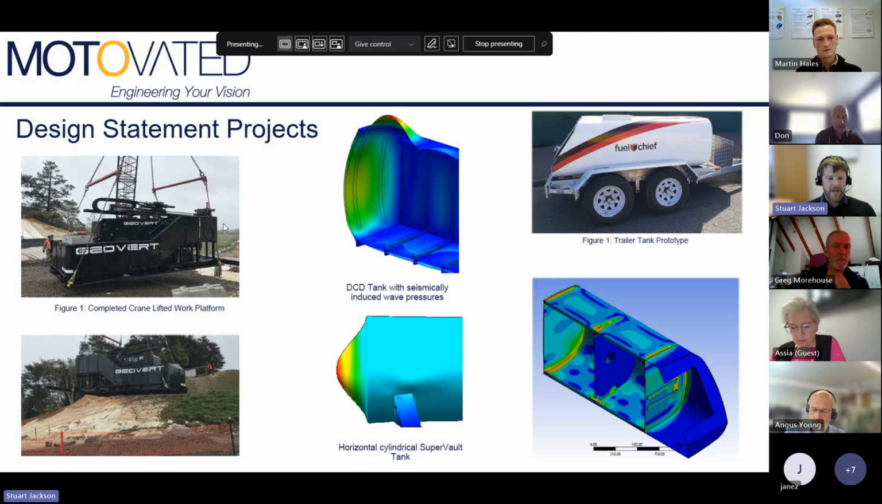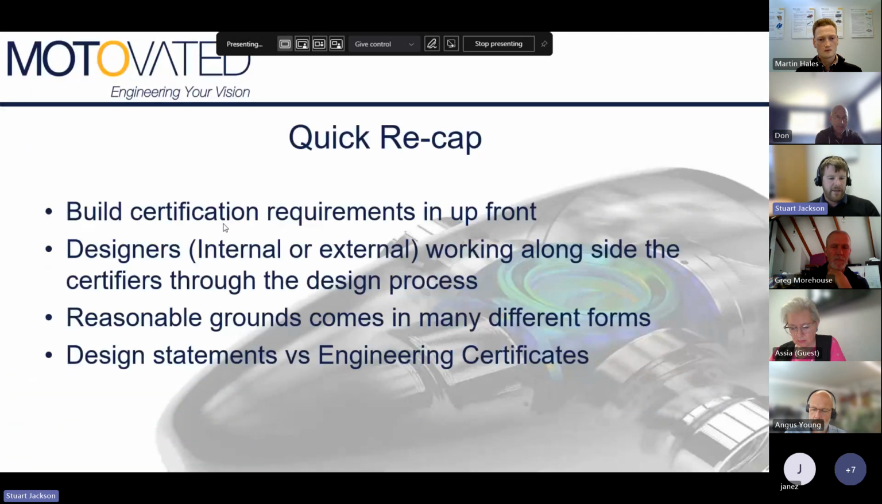Standards do change. So the designers, Motovated has got designers, and we also work with external designers, our clients' designers. It's really working alongside them and collaborating between chartered engineers, consulting engineers, designers, the clients and their customers.